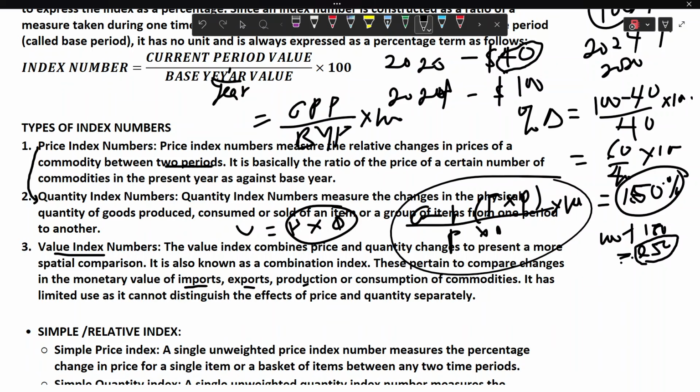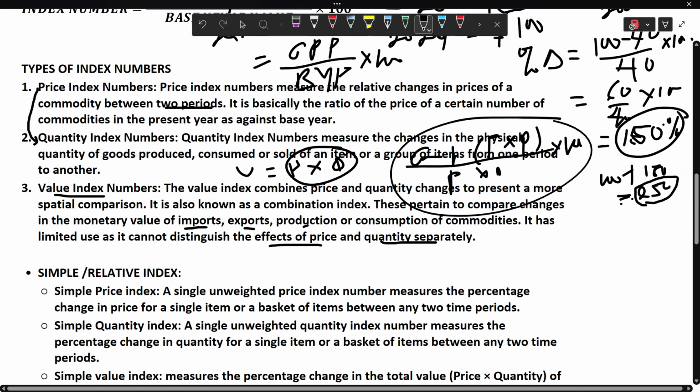It has limited use as it cannot distinguish between the effects of prices and quantities separately. So basically, when you use a value index, because it combines both the price and the quantity, we can't really determine which one has caused it to increase or decrease, whether the price or the quantity.